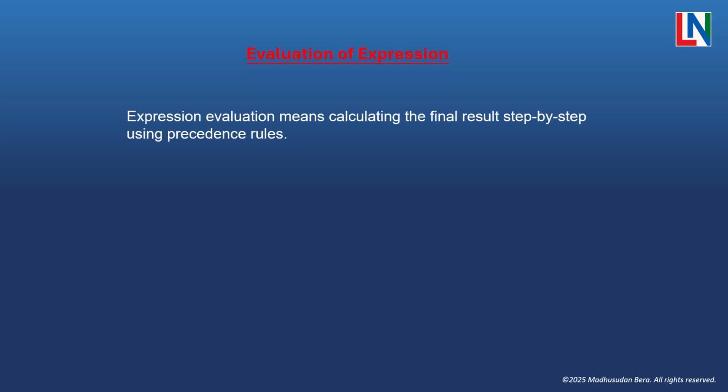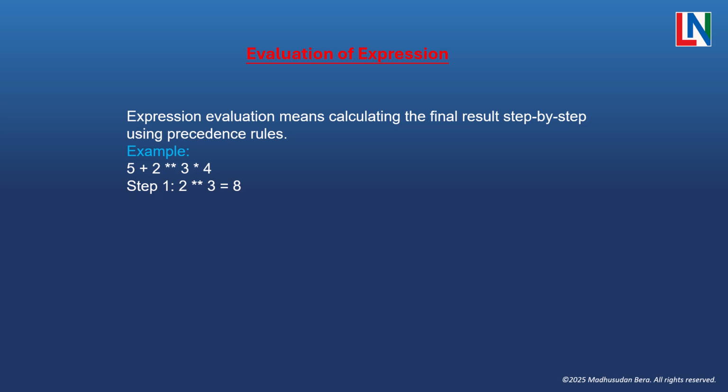Evaluation of expression. Expression evaluation means calculating the final result step by step using precedence rules. For example, 5 plus 2 star star 3 star 4. Step 1. At first, the highest precedence is selected, which is the exponent operator. 2 exponent 3 equal to 8.